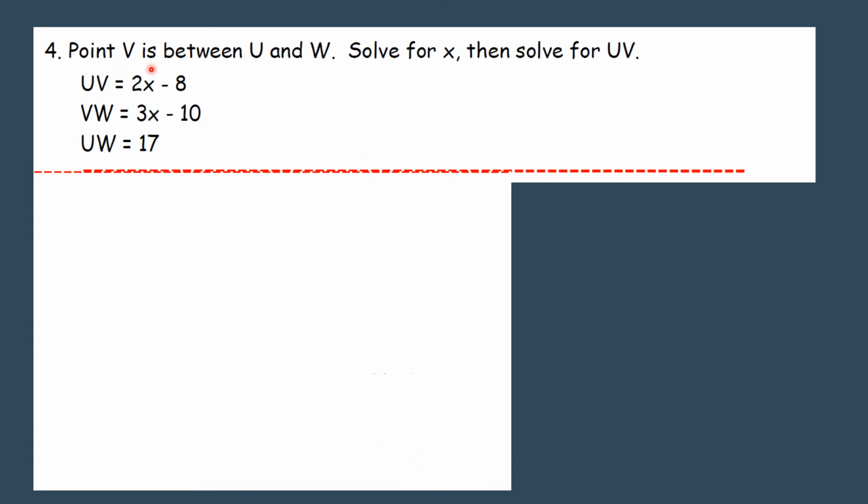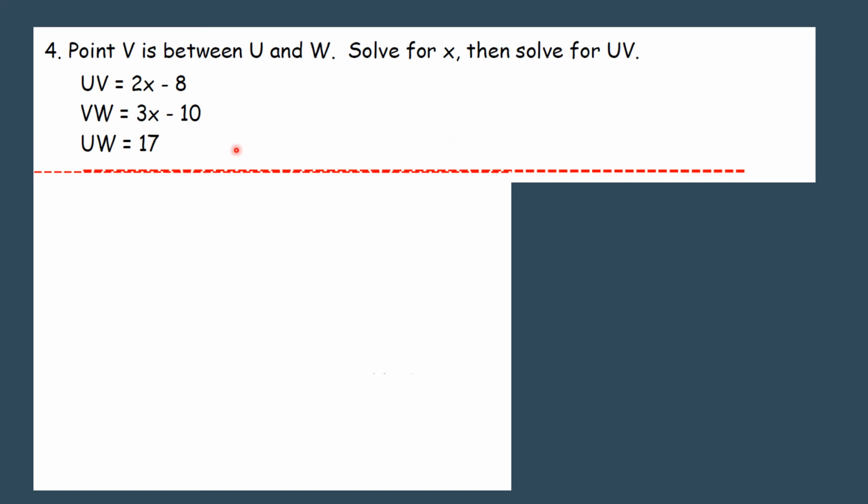So point V is between points U and W. We're going to solve for x, and we're going to solve for the length of UV. So go ahead and pause the video, and I want you to draw and properly label the diagram that goes with this set of instructions. So point V is between points U and W, and I want you to label the length of UV, the length of VW, and the length of UW in the diagram. So go ahead and pause that, draw it, and then continue with the video.